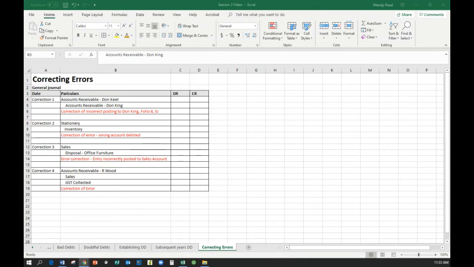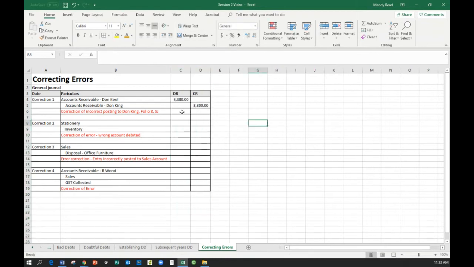So in other words, if the error doesn't affect GST collected or GST paid, you don't have to do anything on that account. The first example, A, is the sale of goods on credit to Don Keel of $3,300, including GST of $300, was erroneously posted to Don King. To make the change, we need to make sure that into Don Keel's account goes $3,300, but we need to take it out of Don King's account where we originally put it in error. So in other words, we are increasing Don Keel and decreasing Don King. Pretty simple correction there.